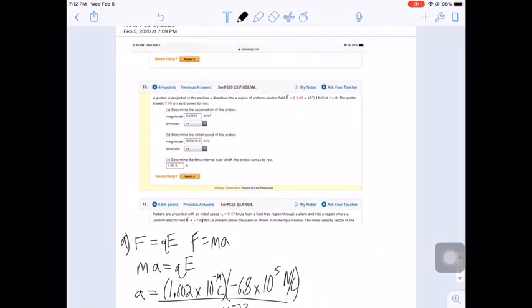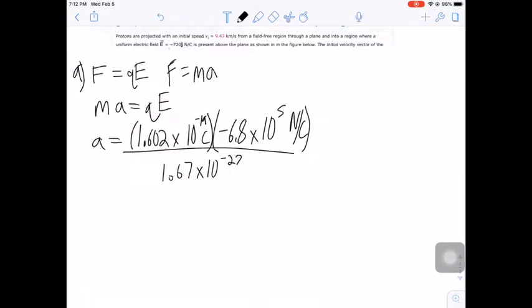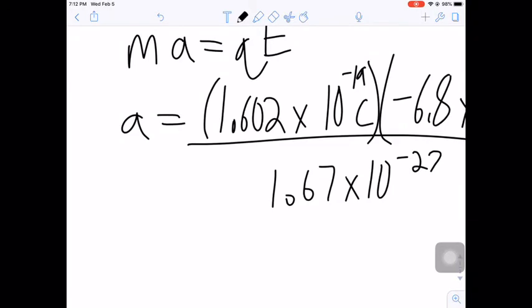That's also where kids get stumped, because you can just look up the mass of a proton, or the mass and charge of a proton or electron. It'll be in your packet or something, or you can just memorize it. That'll be a good thing to do, is memorize the charges and masses of protons and electrons.